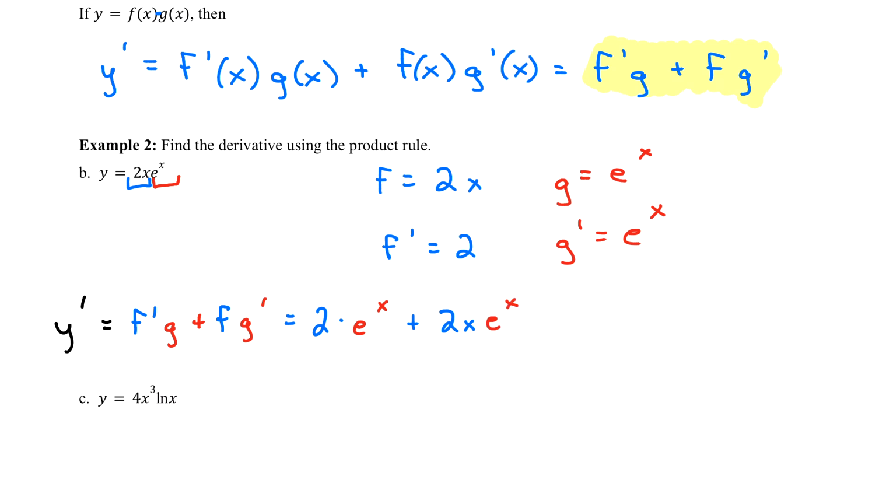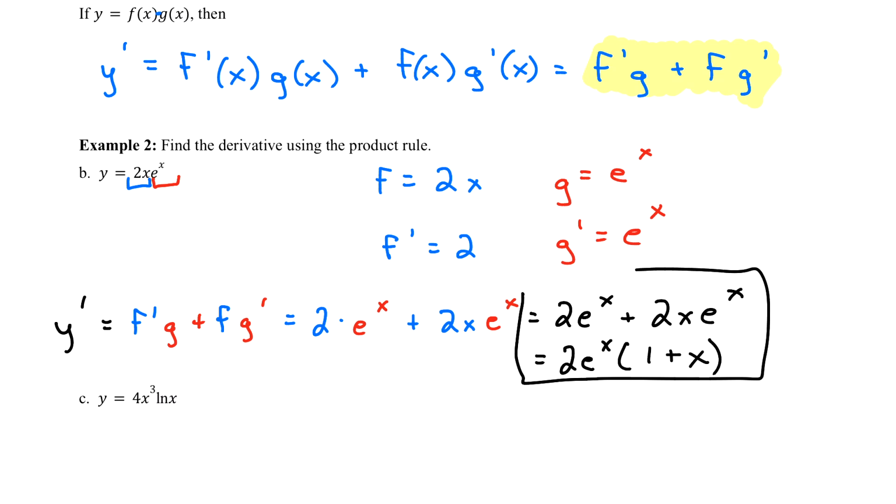And honestly, I think if you wanted to leave your answer like this, that would be perfectly fine. I could, if I wanted to, get rid of this multiplication symbol here and say, well, that's 2e to the x plus 2x times e to the x. The other thing I might want to do, especially if I was working with this derivative a little bit more after the fact, I might want to factor out, say, 2e to the x, since that is a common factor between our two terms, and then that would leave me with 1 plus x. So I think either one of these is perfectly fine.